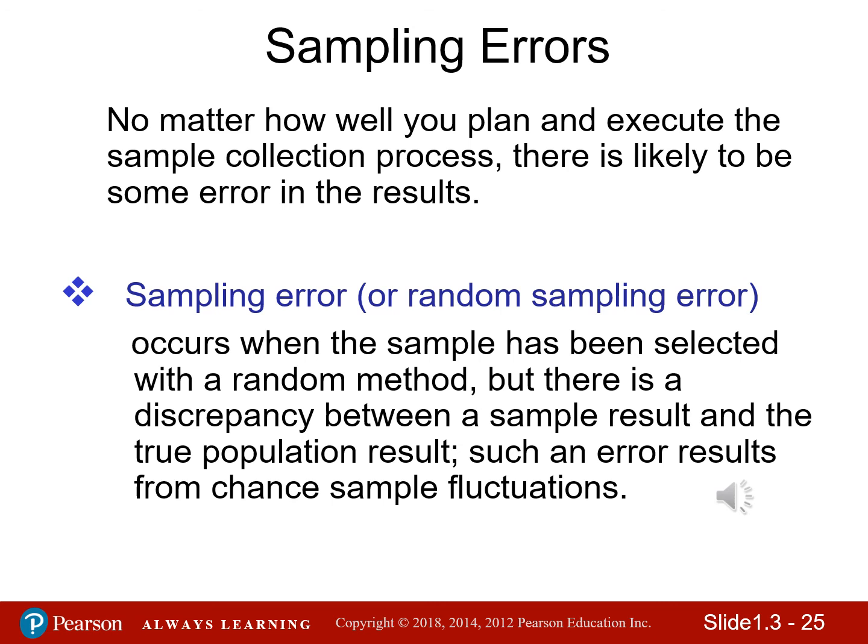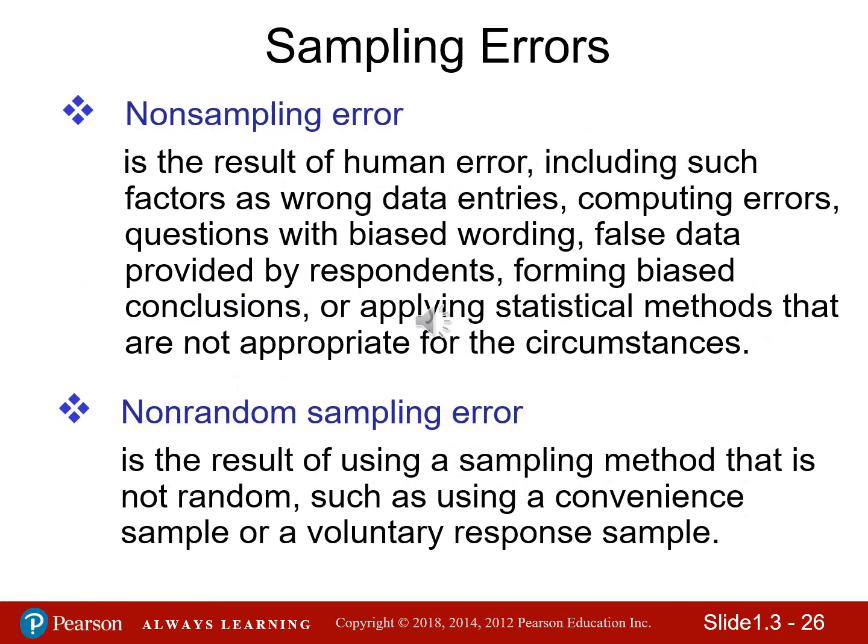Sampling error, or random sampling error, occurs when the sample has been selected with a random method, but there is a discrepancy between the sample result and the true population result. Such an error results from the chance of sampling fluctuations. Non-sampling error is the result of human error, including such factors as the wrong data entries, computing errors, questions with biased wording, false data provided by respondents, forming biased conclusions, or applying statistical methods that are not appropriate for the circumstances.